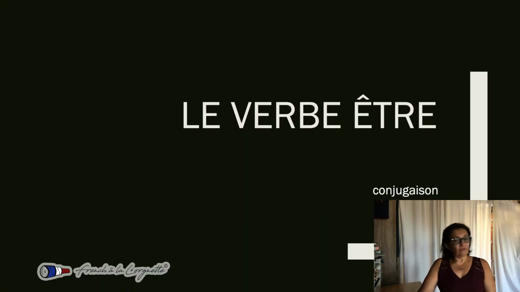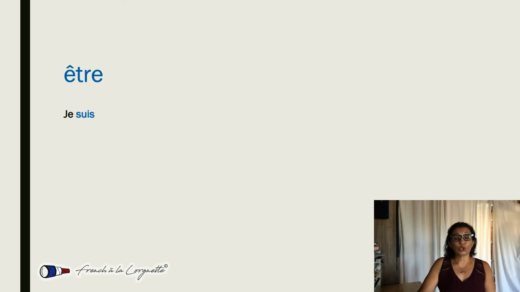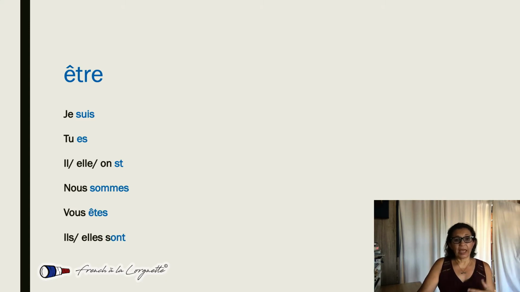Okay, let's look at the verb être, its conjugation. Je suis. So you need to pronounce that. Remember that we don't pronounce the final consonant. Okay? Je suis, tu es, il est, elle est, on est. We have a liaison here. Nous sommes, vous êtes, ils sont, elles sont. Okay? So these are the verbs that you need to be able to conjugate without thinking at all.